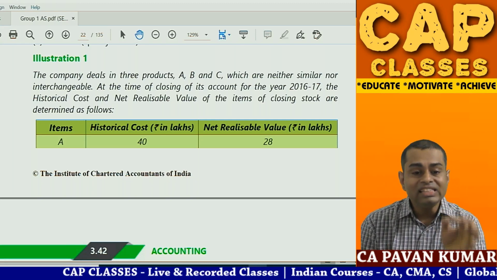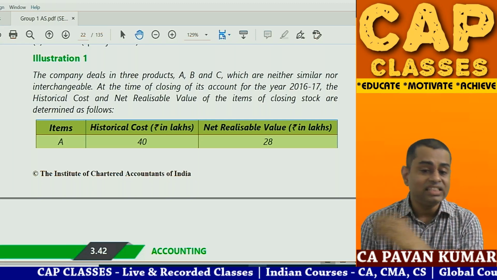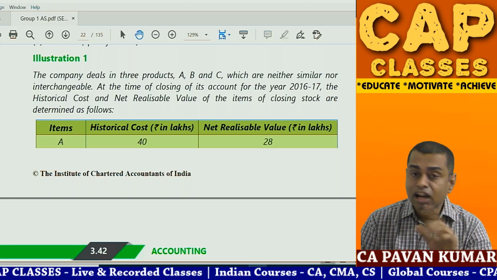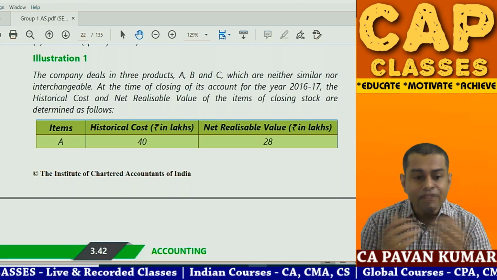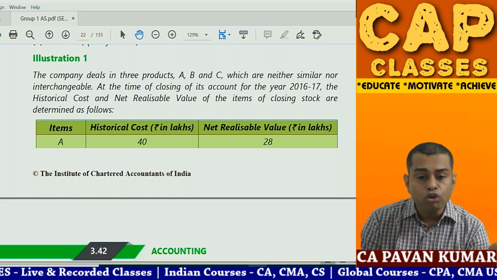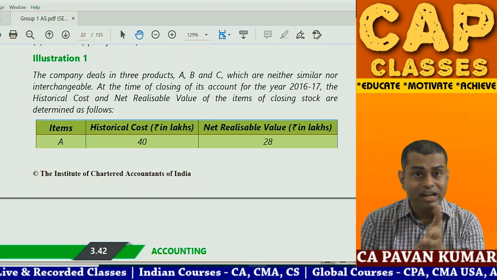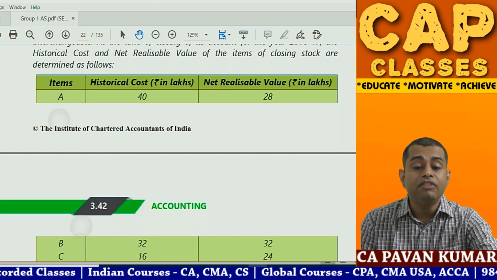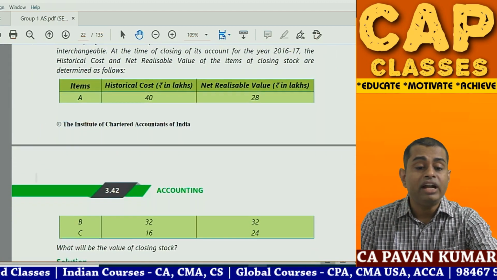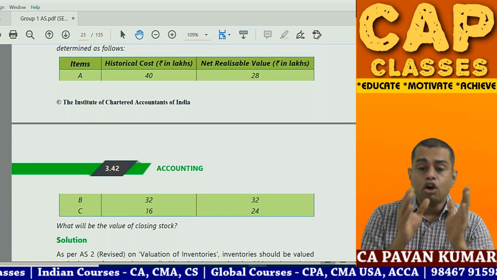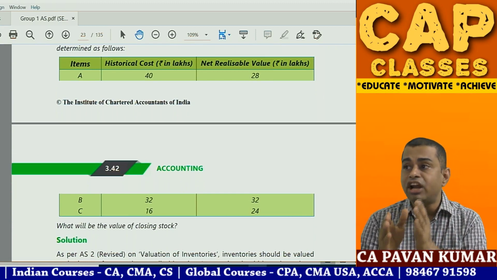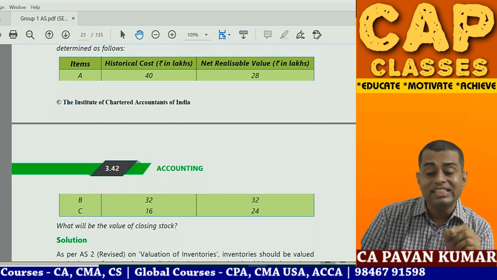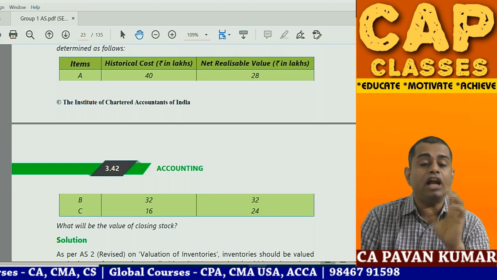The company deals in 3 products A, B and C which are neither similar nor interchangeable. That means they are completely different. At the time of closing of its accounts for the year 2016-2017, the historical cost and net realizable value of the items of closing stock are determined as follows. Item A, cost 40 lakhs and net realizable value 28 lakhs. Item B, 32 lakhs, 32 lakhs. Item C, 16 lakhs, 24 lakhs. What will be the value of closing stock?